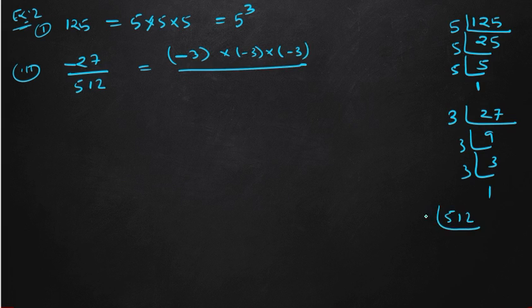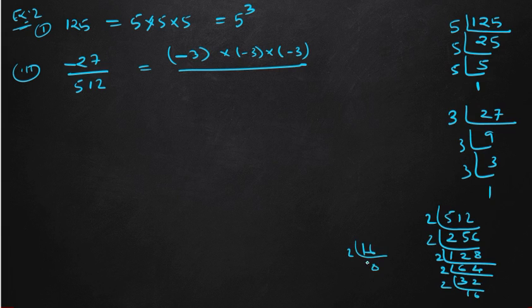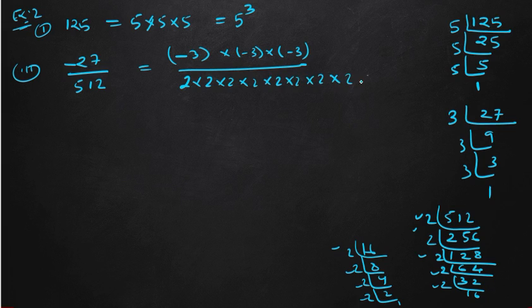Now the prime factorization of 512: 2 fours are 8... 2 fives are 10, 2 sixes are 12, 2 ones are 2, 2 fours, 2 eights are 16, 2 sixes are 12, then 2 fours are 8. Similarly, 2 threes are 6, 2 fours, 2 sixteens are 32, 2 eights are 16, 2 fours are 8, 2 twos are 4. So how many 2's are coming? 1 2 3 4 5 6 7 8 9, 9 times.